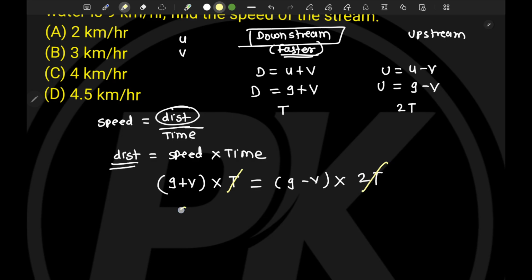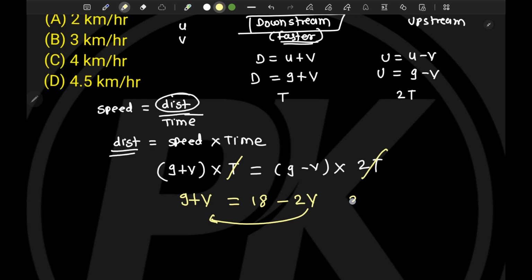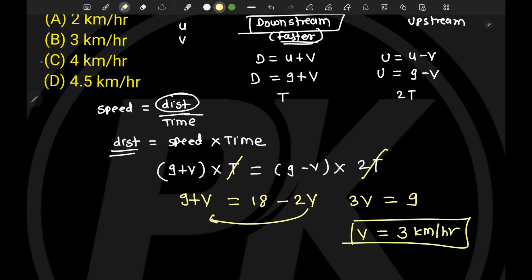So just write down the equation again. 9 plus v will be equal to, now multiply inside the brackets, 9 into 2 is 18 minus 2v. And hence if this v comes here, it will become 3v is equal to 18 minus 9, which is 9, and v is equal to 3 kilometer per hour. That is what is asked in the examination, to find the value of the stream. Hence the answer is 3 kilometer per hour.